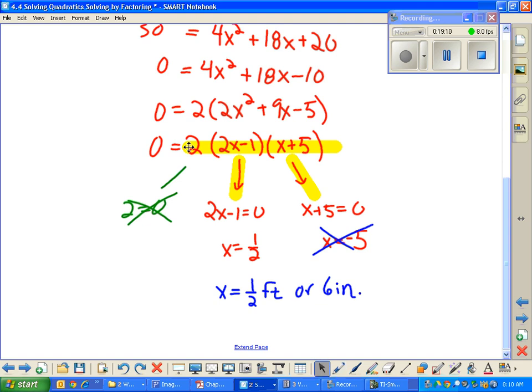You write that as a sentence. The width of the border would be 6 inches. So that's a nice little bit of practice there.